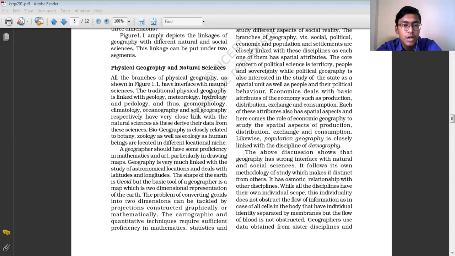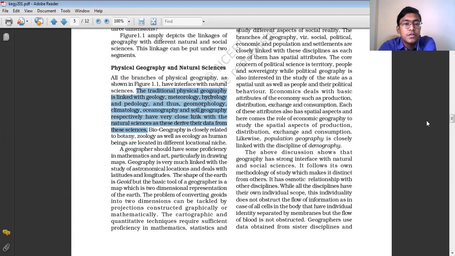See, all the branches of geography have an interface with natural sciences. All the branches of physical geography, such as hydrology, geomorphology, climatology, oceanography, and so on, have linkages with the natural science subjects. The traditional physical geography is linked with geology, meteorology, hydrology, and pedology, and thus geomorphology, climatology, oceanography, and soil geography, respectively, have a very close link with the natural sciences as they derive their data from these sciences.